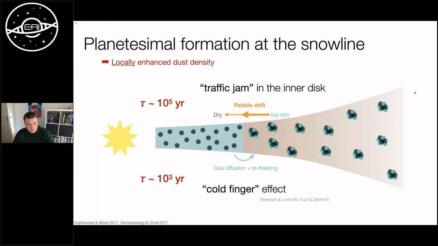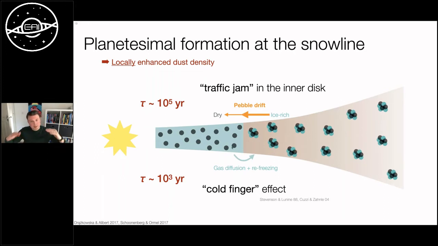There's an additional effect, though, that is important in the context of what I will say next. And this is the so-called cold finger effect. And this effect is much, much faster. It works on a 10^3-year time scale, but it's less effective. So how this works is by dust diffusion.